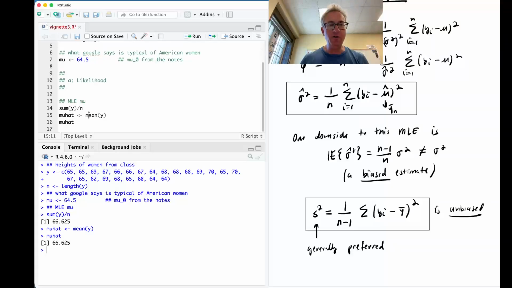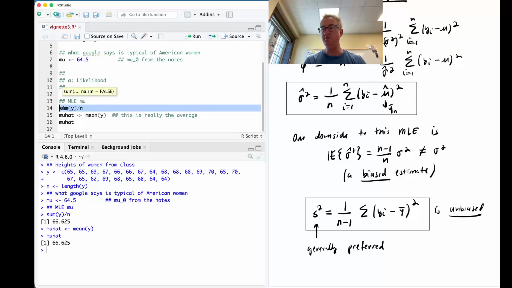Careful here, R uses the command called mean, but this is really the average. The mean is unknown. The mean is mu, and that's what we're going to conduct hypothesis tests about. This estimate of the mean uses the mean command in R, but is really giving you an average. It's adding up the y values and dividing by n.